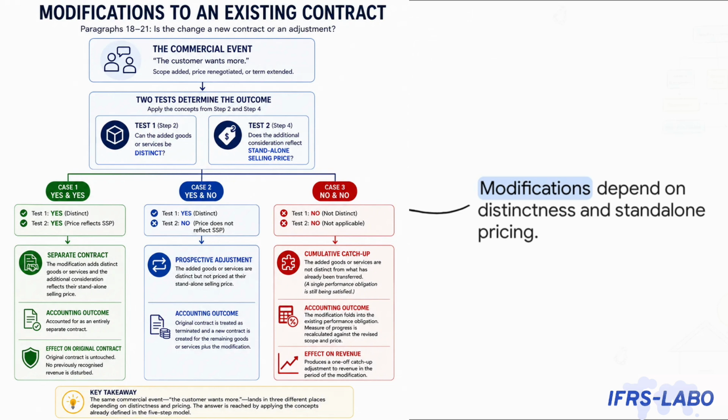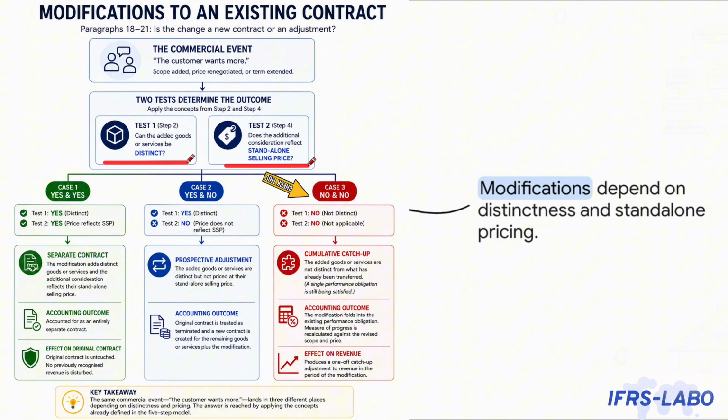The standard gives us 3 branching paths based on 2 tests. Is the new stuff distinct, and is it at a standalone selling price? If it's a yes to both, boom, it's a separate contract. Your original revenue is totally untouched. If it's distinct but not at a standalone price, it's a prospective adjustment. You basically terminate the old contract and build a new one for the remaining goods moving forward.